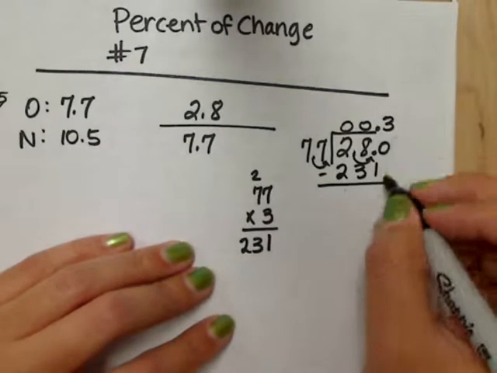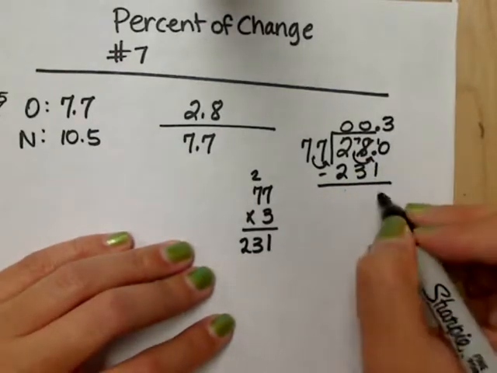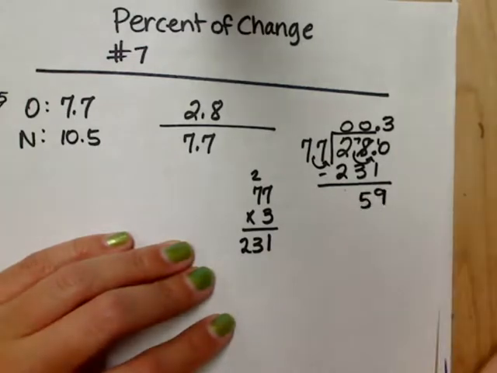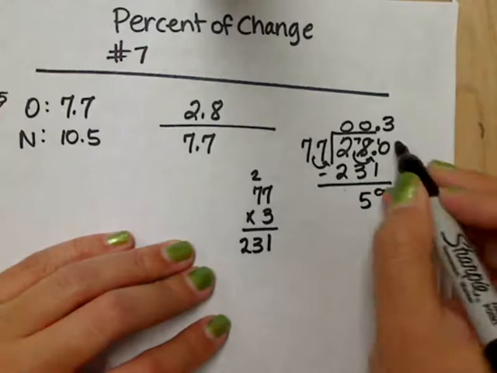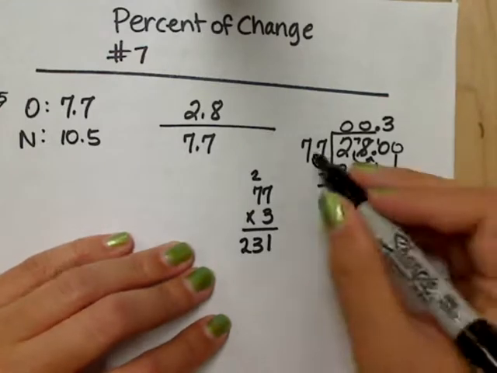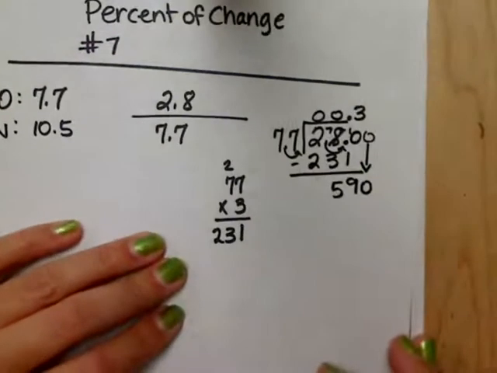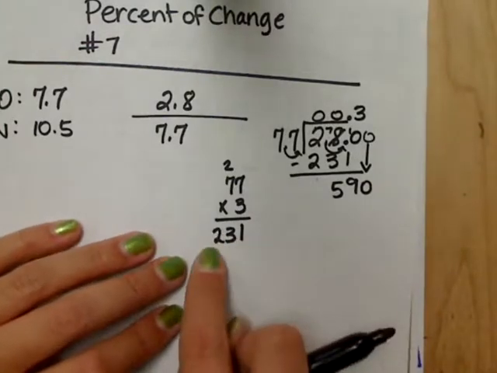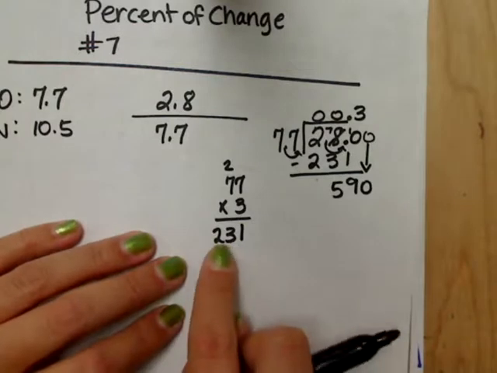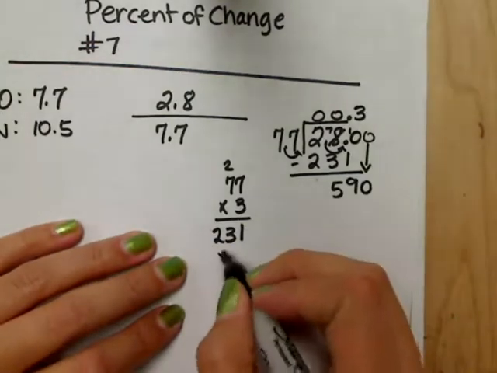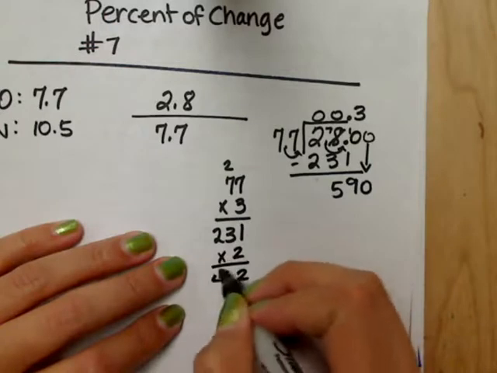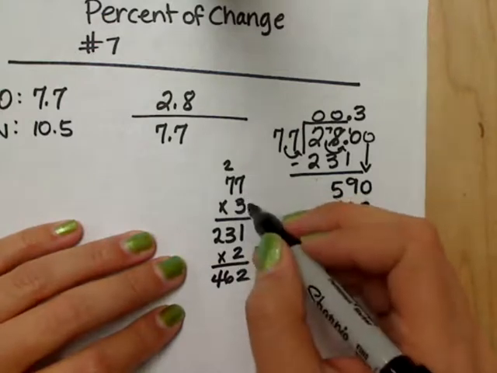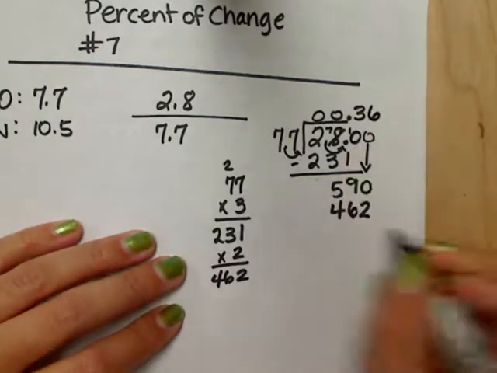I can't subtract 0 and 1, so I borrow. 10 minus 1? 7 minus 3? And I'm done. So 59, now I bring down another 0. 77 into 590. 8. 6. I would say 6 because if I doubled 231, what would I get? 462. So that's 462. That goes in how many times? What's 3 doubled? 6. So that's a 6 up here.